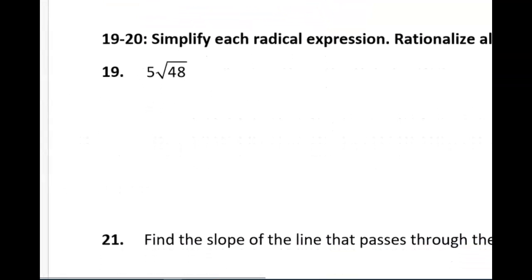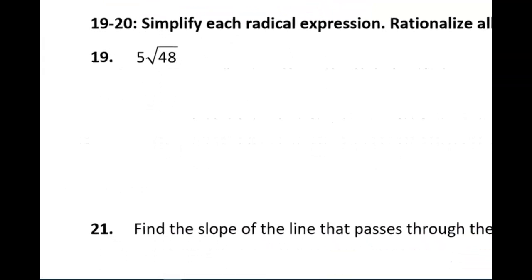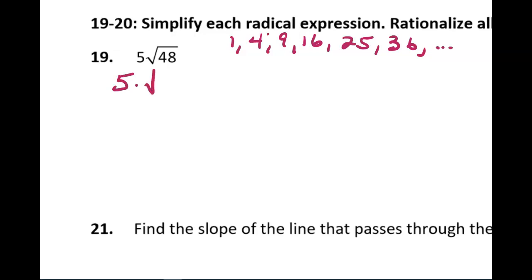All right, 19, we're simplifying a radical expression. So we want to think about those perfect squares that divide evenly into 48. What are perfect squares? 1, 4, 9, 16, 25, 36, etc. Now, two of those numbers do divide evenly into 48, aside from one, which divides evenly into every whole number: 4 and 16. But let's pick the bigger of the numbers because it will help us simplify this quicker.